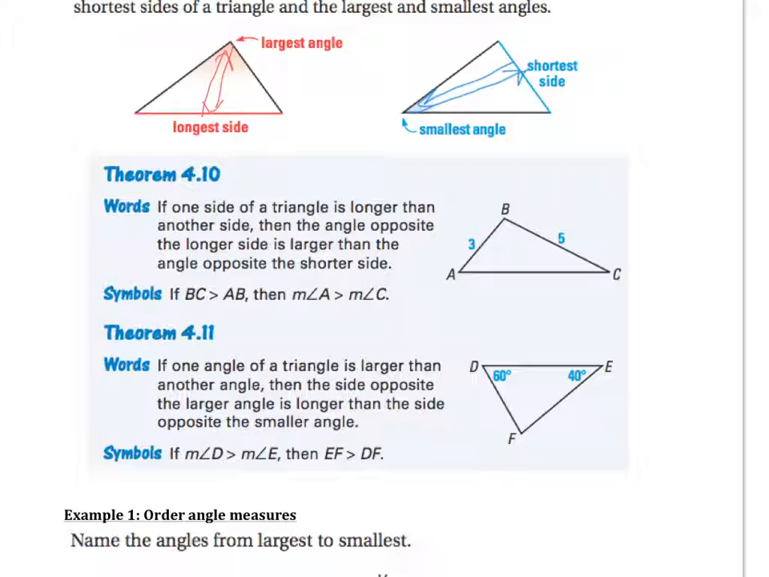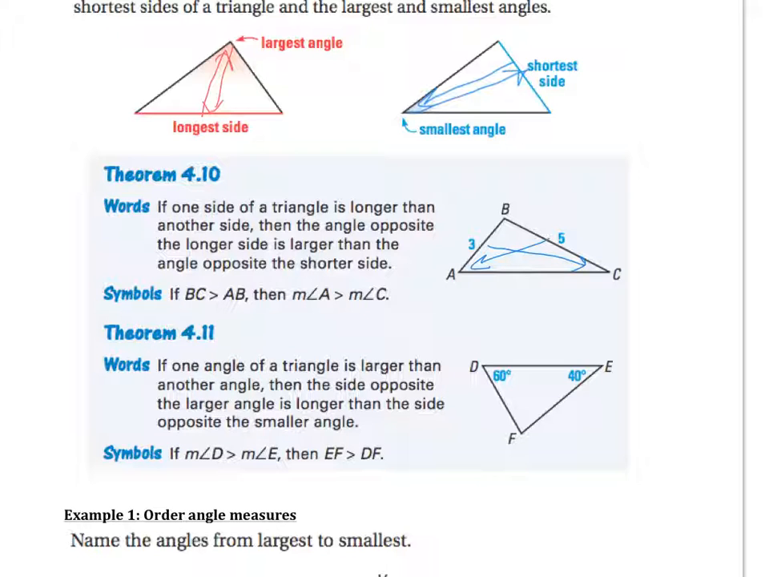So our theorems basically are, if one side of a triangle is longer than another side, then the angle opposite the longer side is larger than the angle opposite the shorter side. So the angle opposite the longer side, BC, which is 5, would be angle A. So angle A would be larger than angle C.